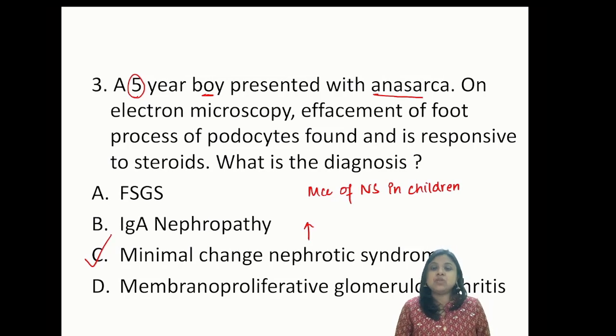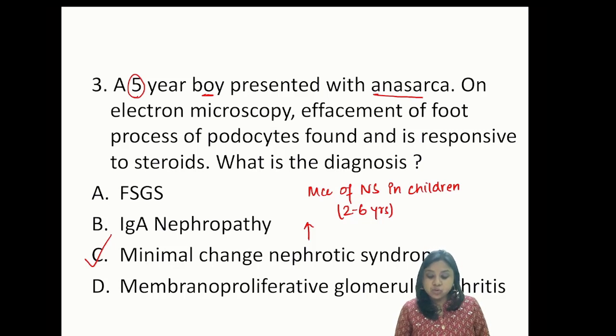Previously, hyperlipidemia was also one of the parameters that was included in nephrotic syndrome. Now it is not included. So 2 to 6 years is the most common age group, and it is steroid responsive, that is, the response is excellent after we start prednisolone.